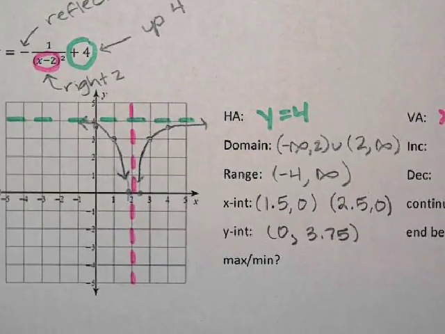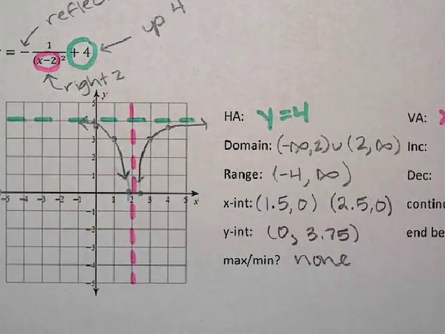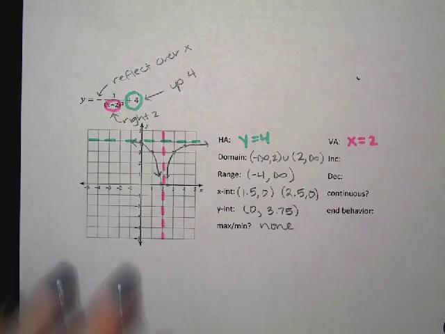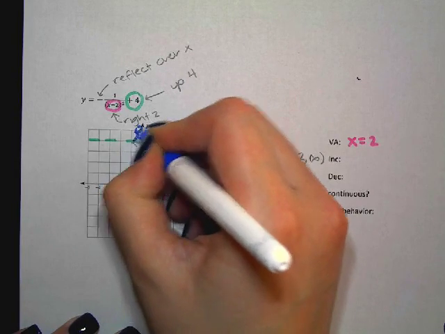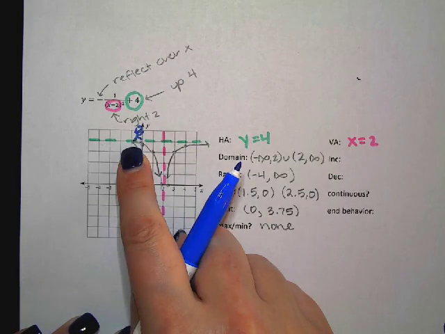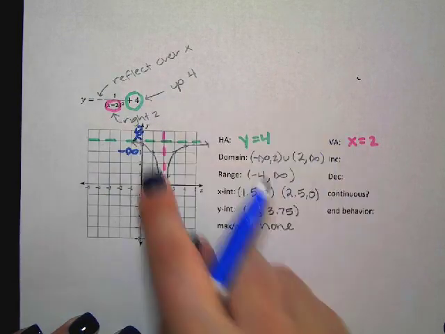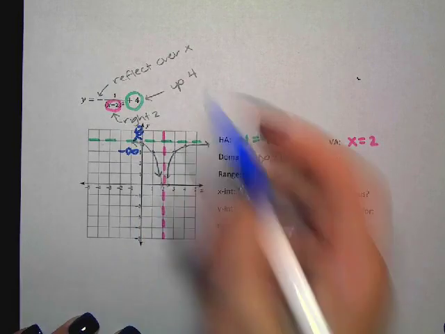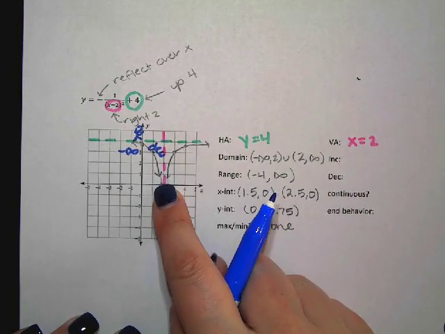Is there a max or a min? Nope. Okay, let's go ahead and do increasing and decreasing. So if I write my stick figures right here, what's the x value of a left arrow? Negative infinity. And what is this stick figure doing? Decreasing. And what is the x value right here?